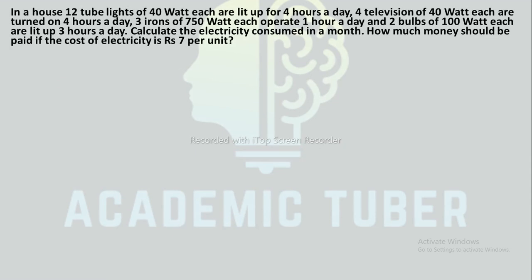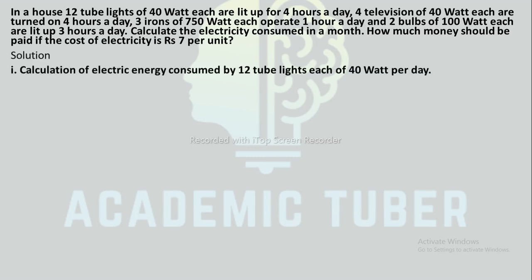Here is a numerical related to electric power consumption. In a house, 12 electric lights of 40 watt each are lit for 4 hours a day. 4 televisions of 40 watt each are turned on 4 hours a day. 3 irons of 750 watt each operate 1 hour a day. And 2 bulbs of 100 watt each are lit 3 hours a day. Calculate the electricity consumed in 1 month and how much money should be paid if the cost of electricity is rupees 7 per unit. Solution.